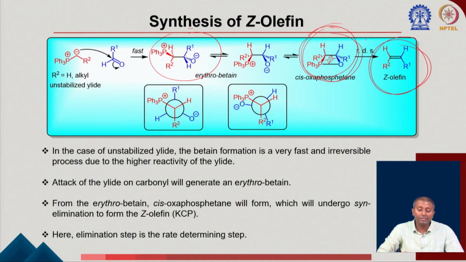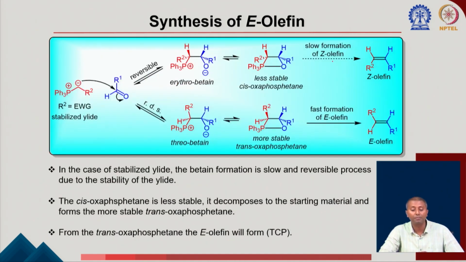Again, you can see in these cases the kinetics is going to take care. That's why we form the corresponding Z olefin through this, because this is going to be a syn elimination, because the phosphorus and the oxygen come from the same side. They form triphenylphosphine oxide or trialkylphosphine oxide, and this comes out and forms the corresponding Z olefin.